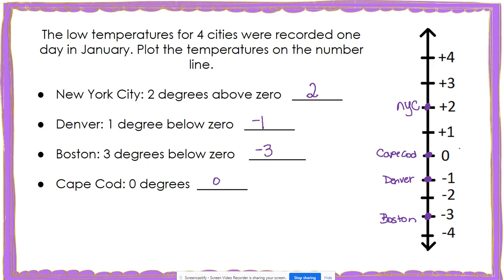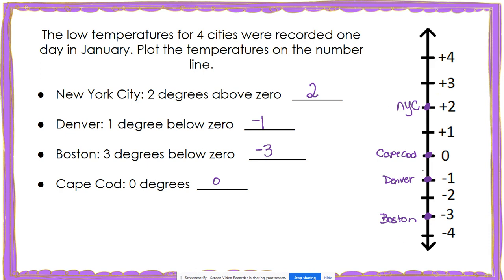Now, looking at my number line, I can compare these temperatures. I can see that New York is the highest on my vertical number line, which means New York has the greatest temperature. Or when we're talking about temperatures, that would mean that New York has the warmest temperature of these 4 cities.